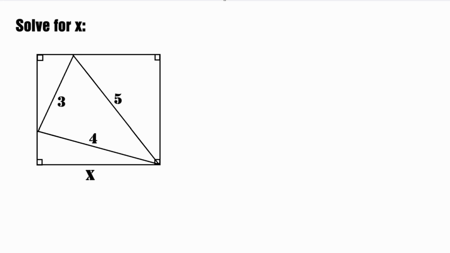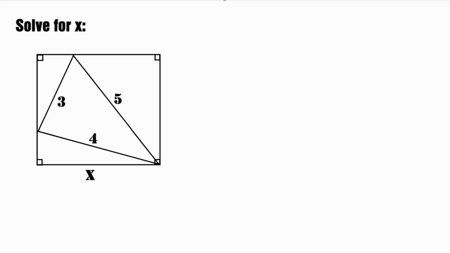Today I brought you guys this geometry problem where we are supposed to find the value of x, which represents the side length of the square, okay? So we need to find the side length of the square, and inside the square we have a triangle with side lengths of 3, 4, and 5. So let's go ahead and solve for x.